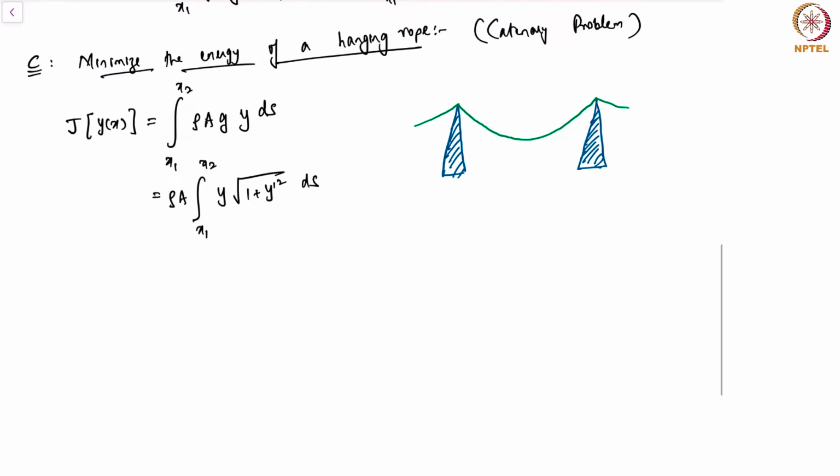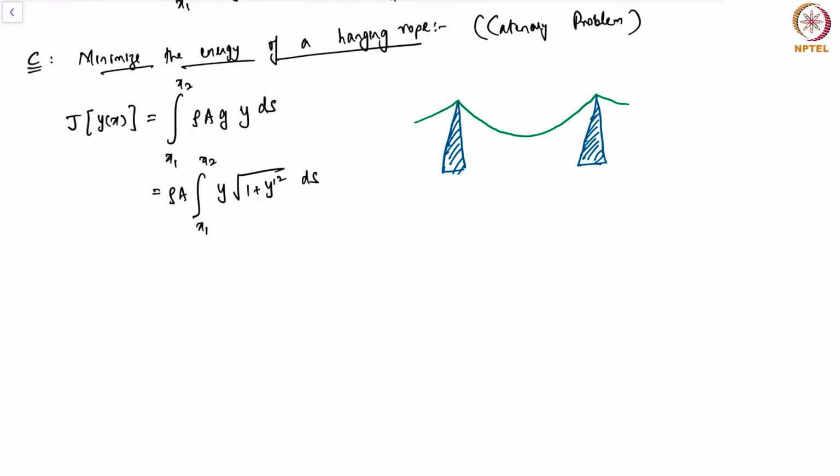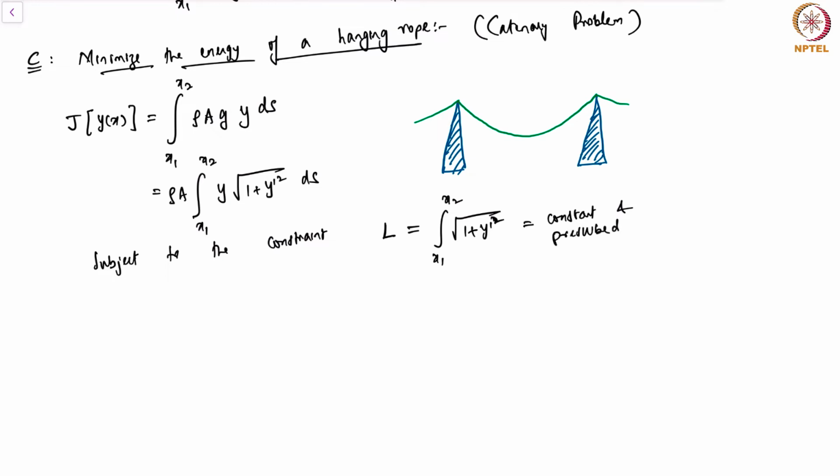Now this problem is ill-defined if we don't state the length of the rope, so it is subject to the constraint that the length of the rope, let's call it capital L, which is the integral from x1 to x2 of ds, where ds is square root of 1 plus y prime square, is constant and prescribed. So the idea is, for a rope of a given length L, what is the shape that the rope takes when it is in a gravitational field?